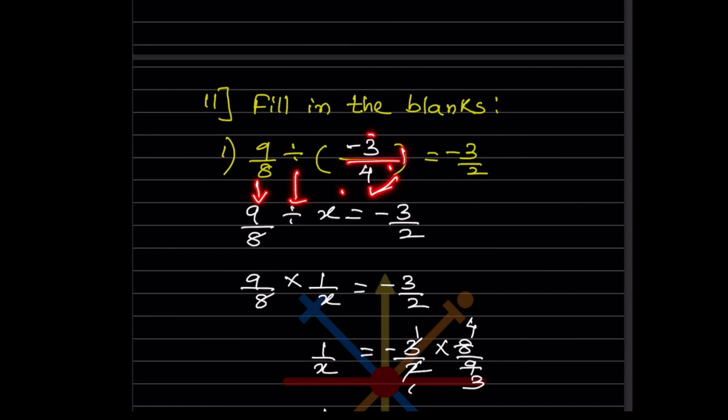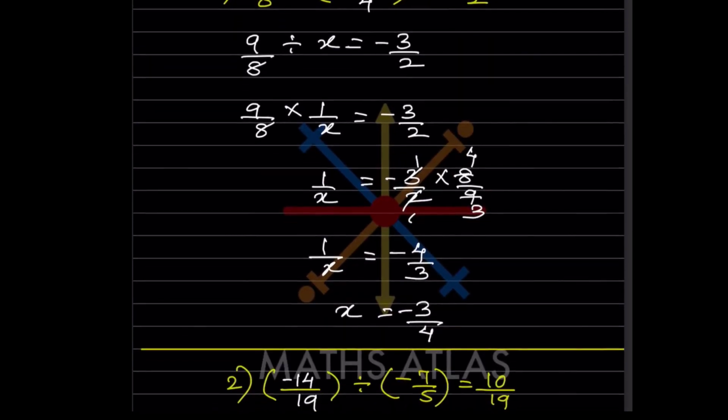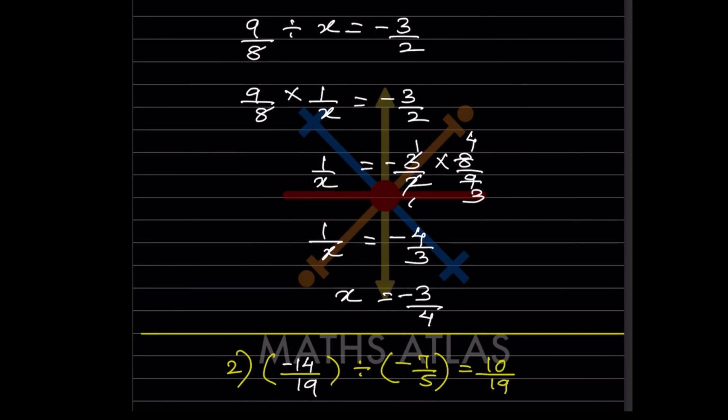In place of this blank, you are going to put x and minus 3 by 2. So this will be multiplication. This is going to be 1 by x minus 3 by 2. So this will go to the other side. That is going to be 8 by 9. So here 1 by x will be, here it will be 3, 4, so that will be minus 4 by 3.